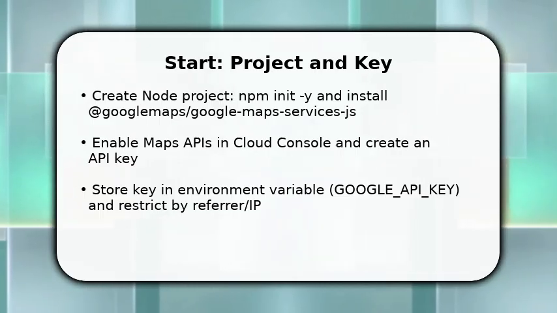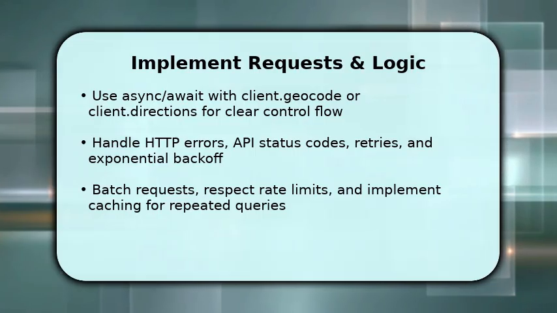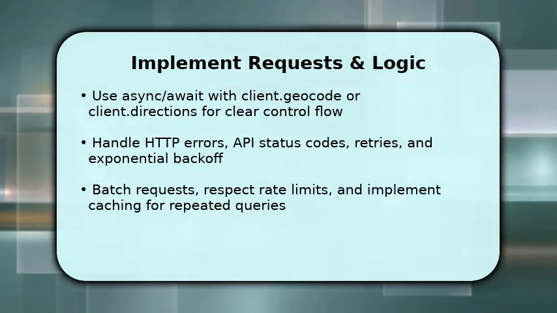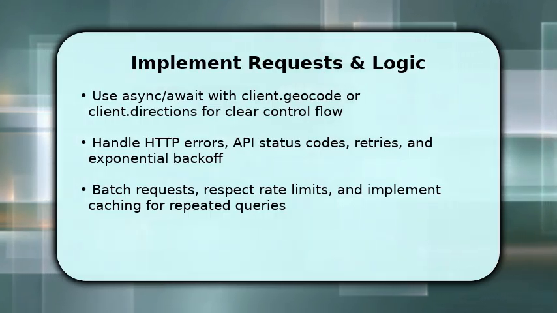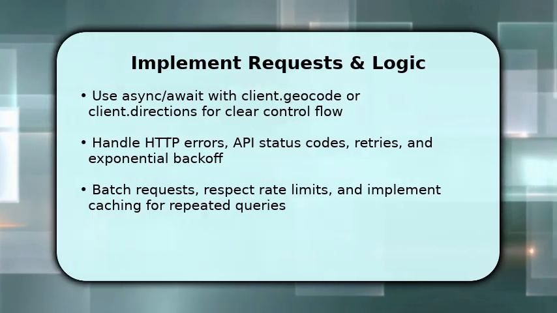You will implement the core request logic next. Use async/await with the Google Maps client so your code stays readable. Await client.geocode or client.directions, and inspect the response status. Once you have responses, parse the geometry and relevant fields, then normalize results for your app.